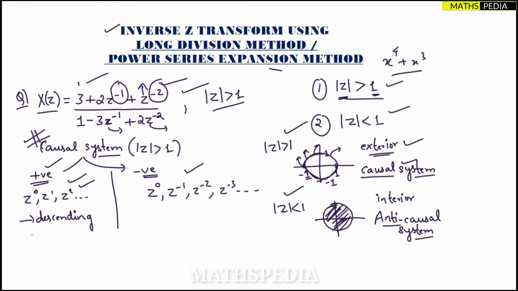Descending in the sense z power 2, z power 1, z power 0, like that, from higher value to lower value. It should be denoted like this for causal system positive powers. Remember this, I am not talking about anti-causal. For negative powers, if it is negative powers as it is given in the question, then it should be ascending powers. Ascending powers in the sense z power 0, z power minus 1, z power minus 2. Okay, 0, minus 1, minus 2.